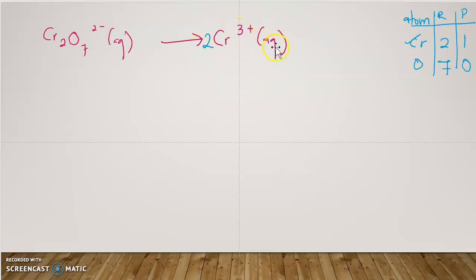What about oxygen? This is the situation where we lack oxygen. We don't have any oxygen on the product side. How to add oxygen? We need to add water. So how many moles of oxygen do we need? We need 7 oxygen, so we need to add 7 moles of water.